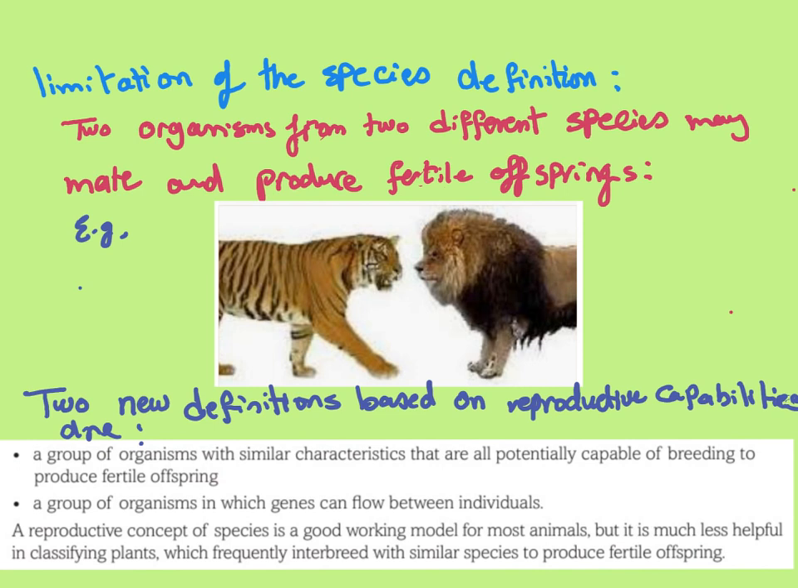The reproductive concept of a species is a good working model for most animals, but is much less helpful in classifying plants, because sometimes they can't produce fertile offspring. So it was useful in animals and less in plants.